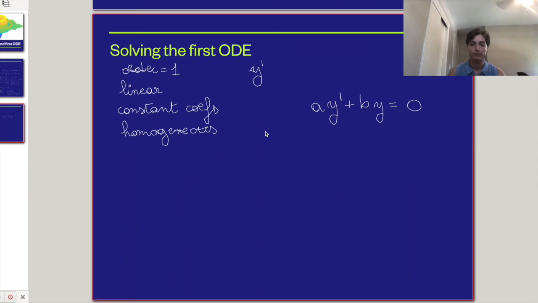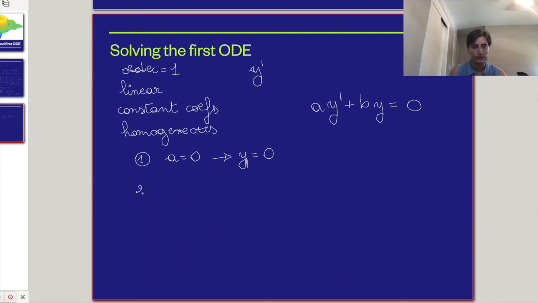What are the different things we can do? Well, first we can solve the trivial case, a equal to 0. So there is no first term, we have b y equal to 0. Well, it doesn't matter b at all. What we have is that y is equal to 0. So this is the first case.